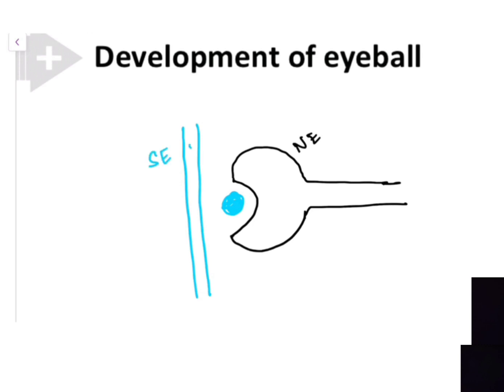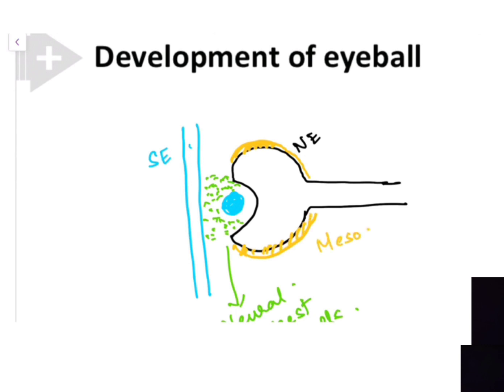Now at this time, a specialized tissue called the neural crest cells come and get deposited in this region. So you can understand the structures in this area are formed by your neural crest cells. And at the same time, this outer part gets covered by another germ layer. And what is this germ layer? This is your mesoderm.